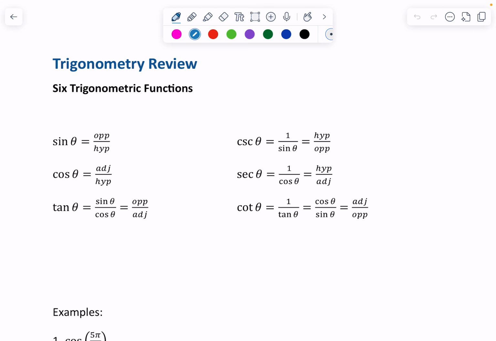So having an understanding of how to use the reference angles and how to use the unit circle to find the exact values of trigonometric functions is really helpful. So let's take a look here. The first thing I have written down is the 6 trigonometric functions: sine, cosine, tangent, cosecant, secant, and cotangent.